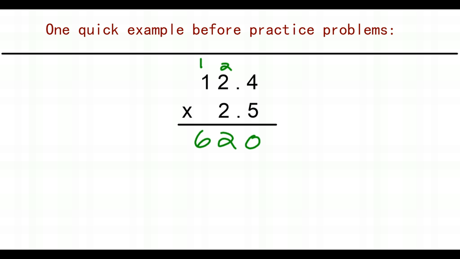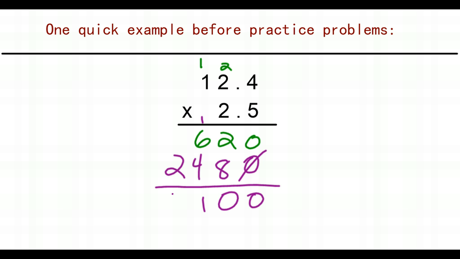Add our 0 because we're moving to the 2. 2 times 4 is 8, 2 times 2 is 4, and 2 times 1 is 2. This gives us 0, 0, 1, 3. So we have 3,100 at the bottom. But now we're looking at that. That 3,100 is actually our product for 124 times 25.